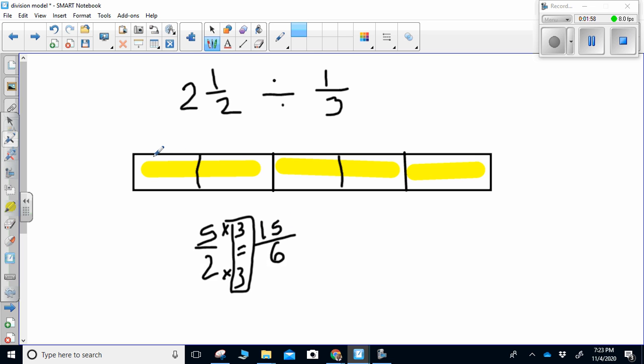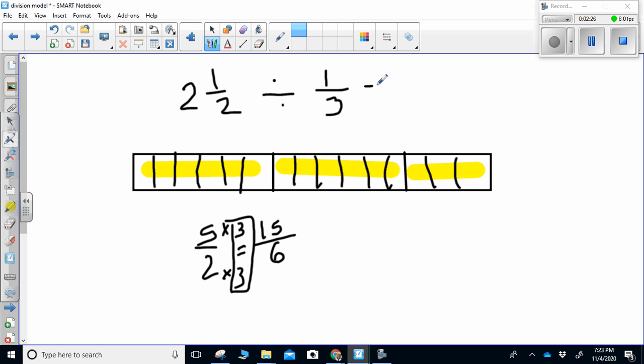So that means that I'm going to be drawing 3 lines, and then 3 lines, so that's 1, 2, 3, 4, 5, 6, and then I'm going to split this one up, and then I'm going to split this one up, and there we go. So let me count. 1, 2, 3, 4, 5, 6, 7, 8, 9, 10, 11, 12, 13, 14, 15 sixths.